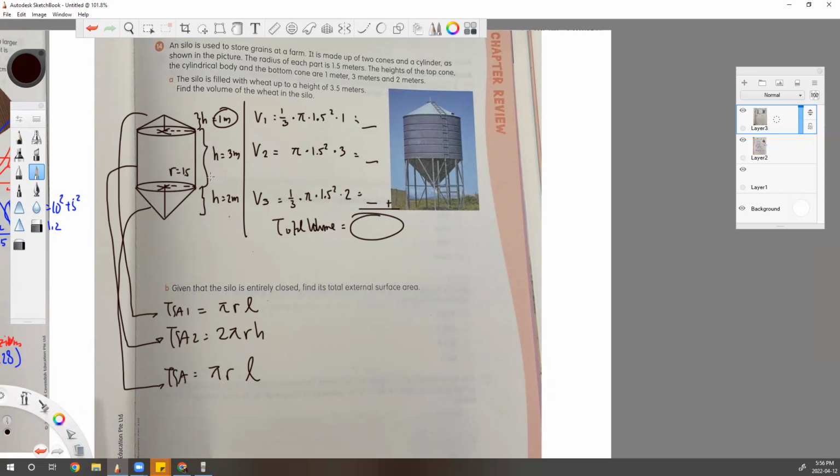To find the first L, you need the help of Pythagoras. So the height is 1, and this is 1.5, right? And this will be very simple: 2 times 3.14 times 1.5 times height. This is the cylinder only. But for this first L, we need to find it using Pythagoras, plus or minus, Stacy?